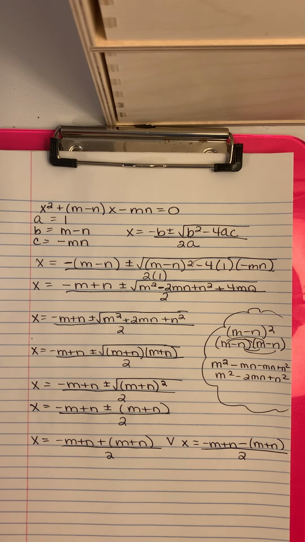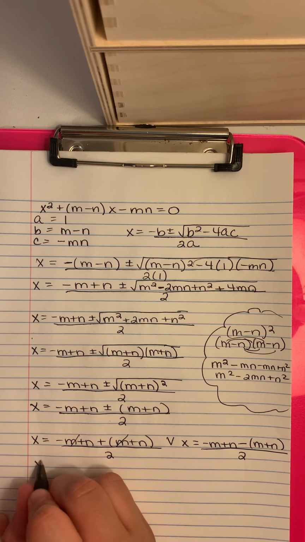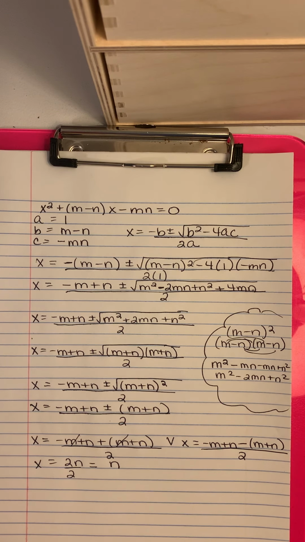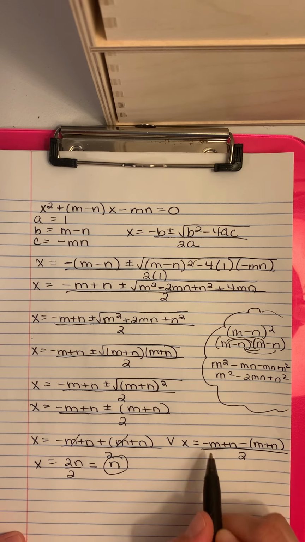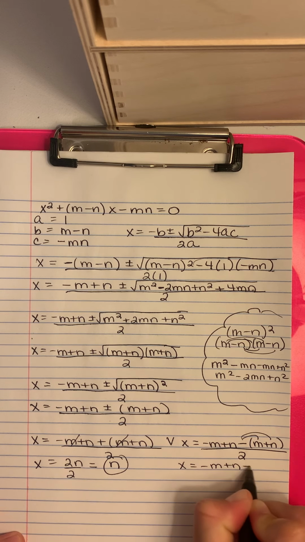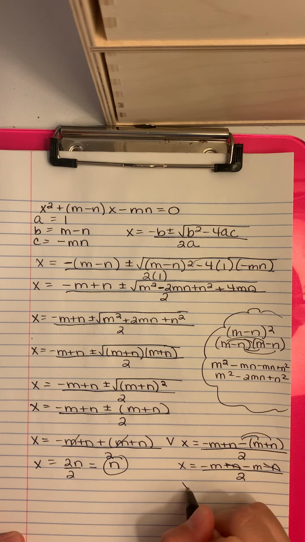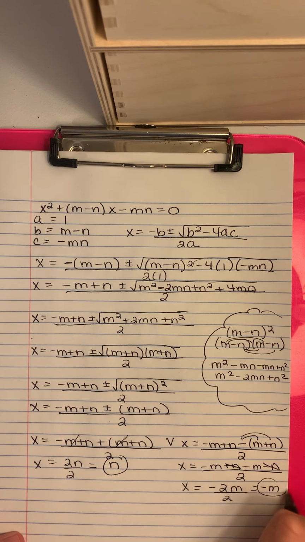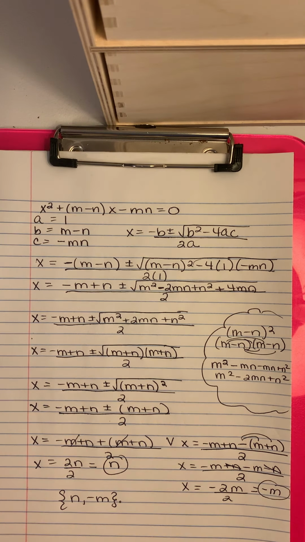All right, now when I look at these, I realize these cancel, and this is going to give me 2n over 2, which is just n. Kind of a nice answer. All right. Then if I go over here and distribute that negative, I'm going to end up with something like this, and I realize, wait a second, negative 2m over 2, which is just negative m. So really my solutions here are going to look something like that.